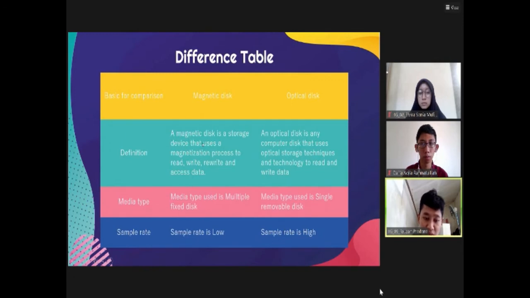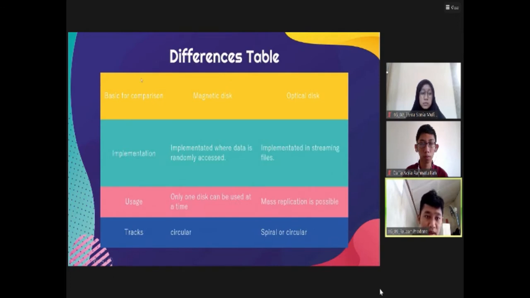Based on sample rate, in the magnetic disk, the sample rate is low, but in the optical disk, the sample rate is high. Based on implementation, the magnetic disk is implemented where data is randomly accessed, but the optical disk is implemented in streaming files. Based on usage, in magnetic disks, only one disk can be used at a time, but in an optical disk, mass replication is possible.